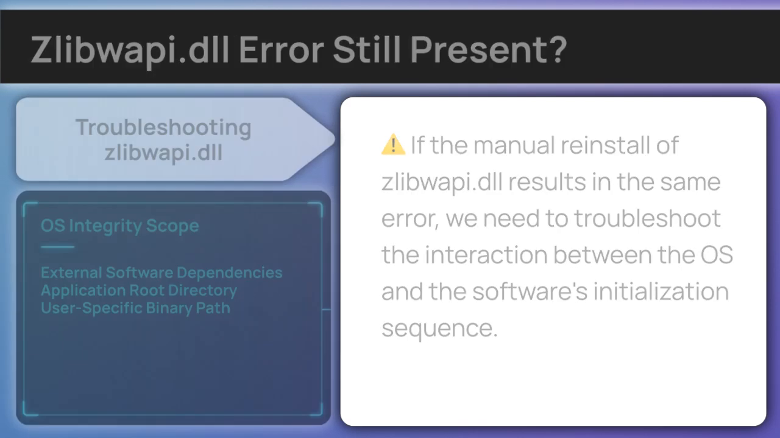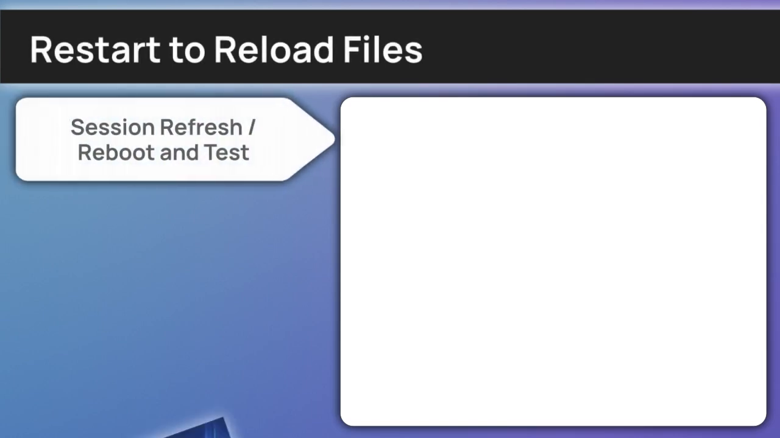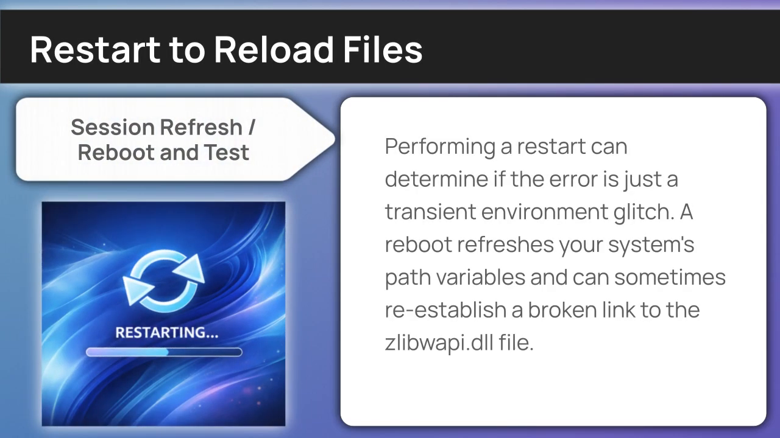architecture. A full system restart clears the temporary memory cache and allows Windows to attempt a fresh initialization of all required libraries, including the Zlibwapi.